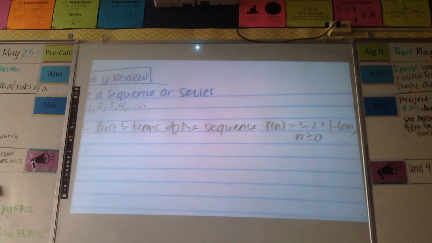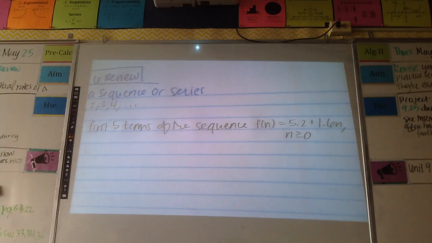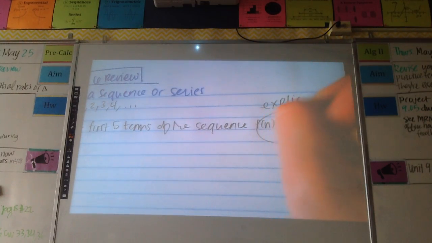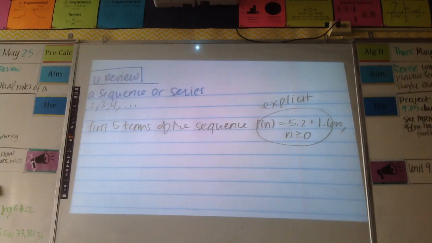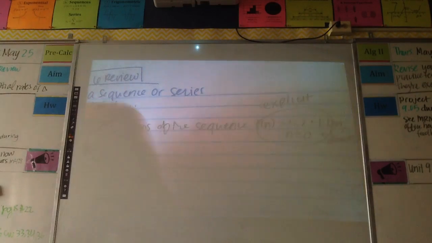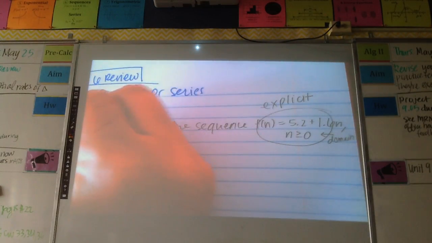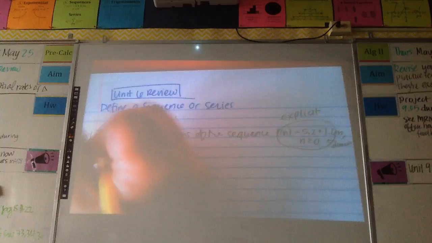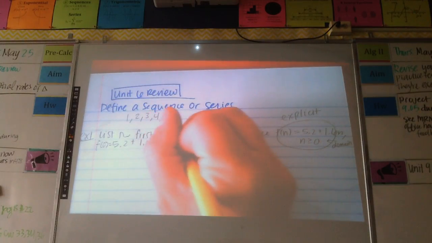This is a sequence given in explicit form. An explicit form means that you can calculate any term in the sequence simply by substituting into n. This is the domain of the explicit sequence, and it tells us which value we should substitute in first. If we want to find the first term in the sequence, we first substitute in 0. So we would have 5.2 plus 1.6 times 0 would be our first term, f of 0. Of course, we get 5.2.